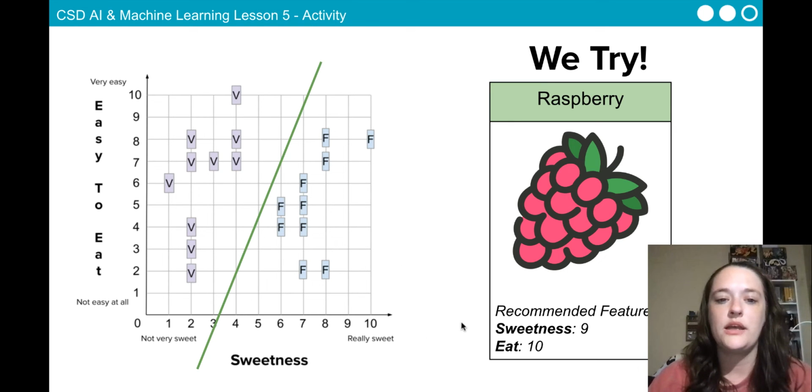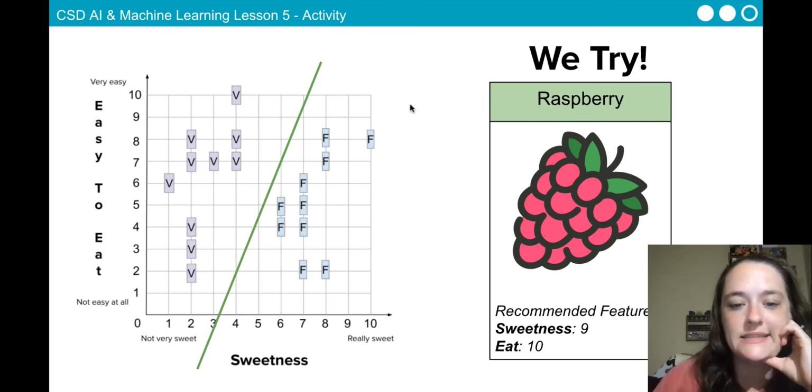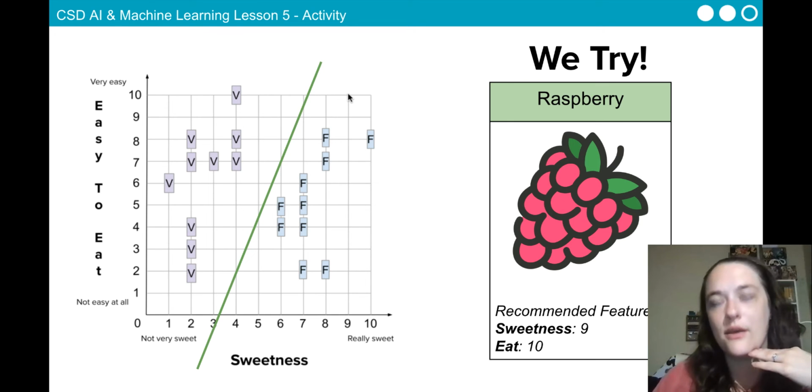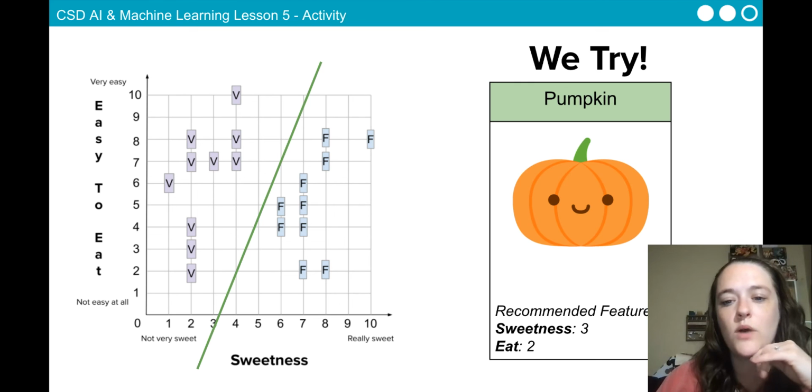So if we put the raspberry at a sweetness of 9 and an ease of eating at a 10, would it be considered a fruit or a vegetable? It would be considered a fruit. Okay, what's next? What about a pumpkin? A pumpkin's sweetness is a number 3, okay? And the ease of eating is a number 2. So that would be right here. And based on that, it would be a vegetable.